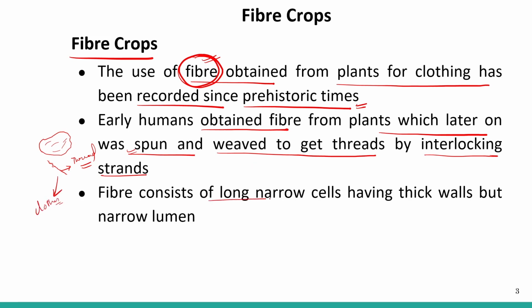The fiber consists of long, narrow cells having thick walls but narrow lumen. So what do these fibers consist of? These have long, narrow cells. So suppose we are talking about the cells, then this is a long, narrow cell of the fiber, having a thick wall. The wall of this particular cell is quite thick but the lumen is narrow, meaning inside it is narrow, the width is less. So the fiber consists of long narrow cells having thick cell walls but narrow lumen.